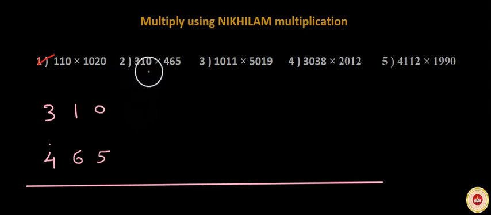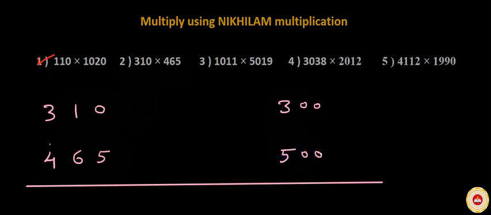Example number 2. 310 multiplied by 465. What is the nearest working base for 310? It is 300. What is the nearest working base for 465? Is it 400 or 500? 465 is nearer to 500, so let us consider 500 as the nearest working base for 465.